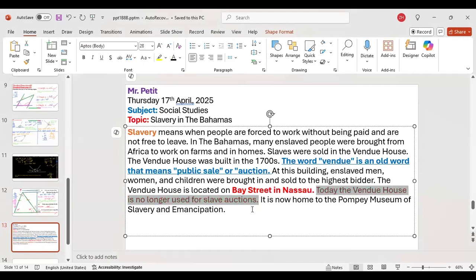So what was the name of the slave trade? The transatlantic slave trade. Someone else is saying it: the triangular trade. Very good. So the name of the slave trade is the transatlantic trade or the triangular trade.